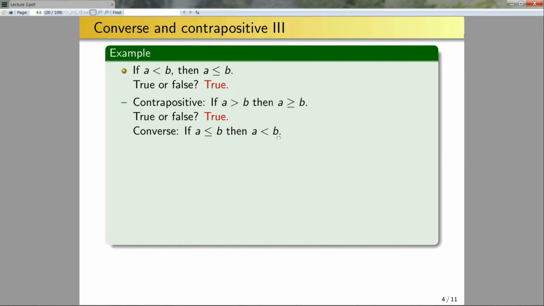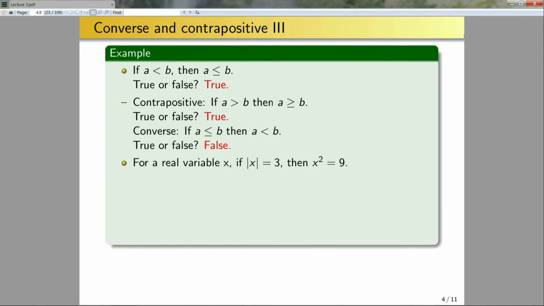What about the converse? Well, for the converse, I just want to swap the order of the hypothesis and the conclusion. So if A is less than or equal to B, then A is less than B. Is this true or false? Well, no, it's false. If A is equal to B, the hypothesis is true, but the conclusion does not hold.